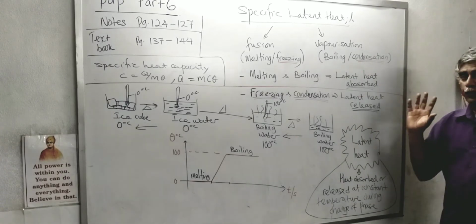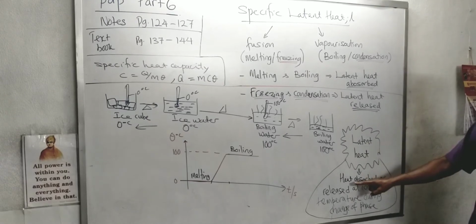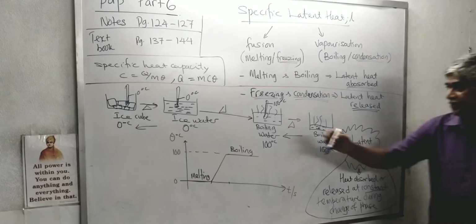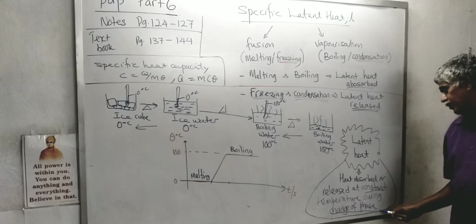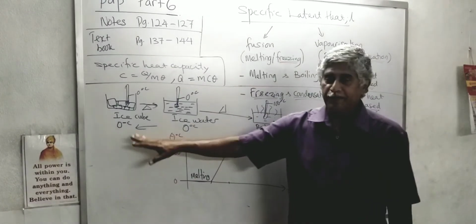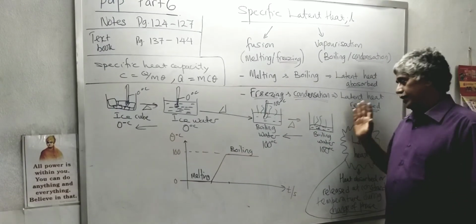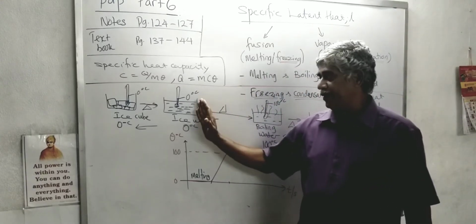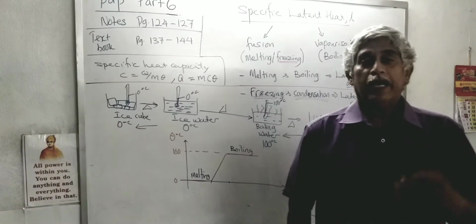Okay, so in summary, what is latent heat? Heat absorbed or released at constant temperature. Is it 0, 0 or 100, 100? At constant temperature during change of phase. Change of phase here means solid becoming liquid or liquid becoming gas, or vice versa. Gas becoming liquid, and liquid becoming solid. Okay, this is what is known as latent heat.